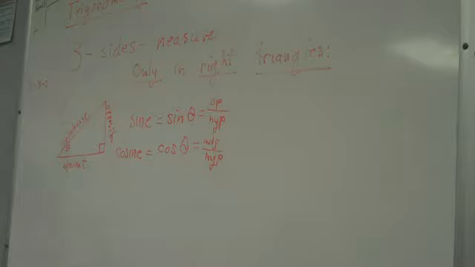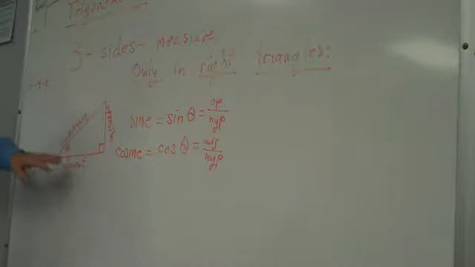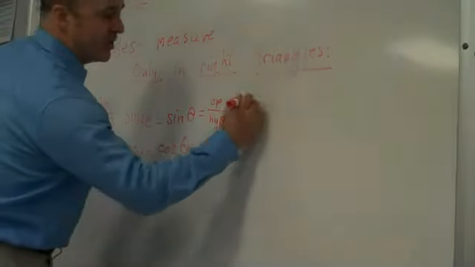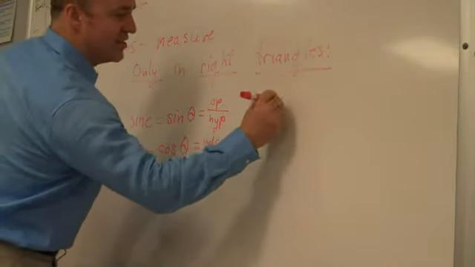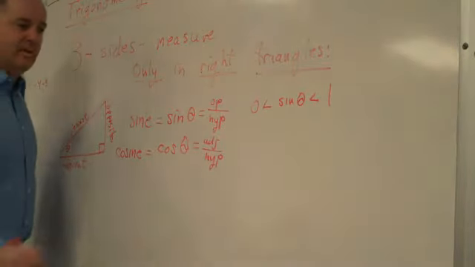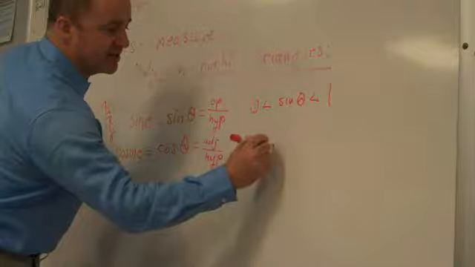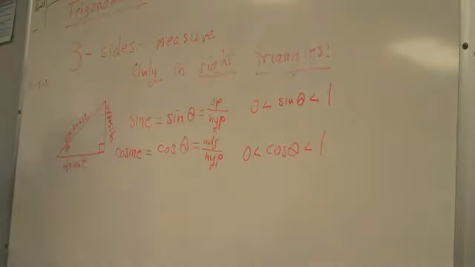Once again, the hypotenuse is always the longest side of the triangle. So the cosine also has to be less than 1. I'm going to write this as 0 is less than the sine of an angle is less than 1. And 0 is less than the cosine of an angle is less than 1.